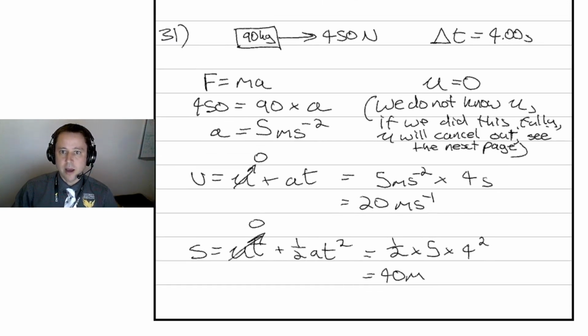The problem was a mass of 90 kilos has a net force of 450 newtons applied to it over a time of 4 seconds. What is the change in displacement, the change in velocity? Now what's really key here is that I simplified it by saying u equals 0. That's actually not correct, because we don't know what the initial velocity is, and maybe I shouldn't have taken this shortcut. It's just kind of a habit.